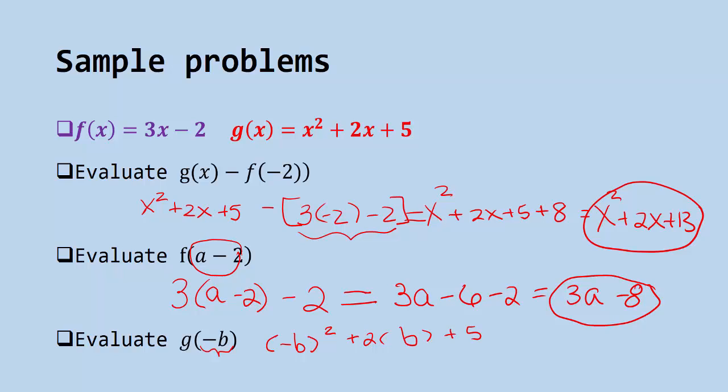Now here I have negative b squared, so that becomes positive b squared, plus, and that's also negative b, so plus 2 times negative b, or minus 2b, plus 5. So basically b squared minus 2b plus 5. And that's my final answer.